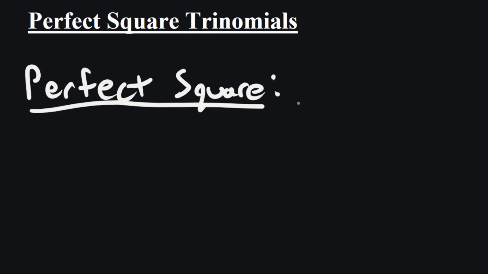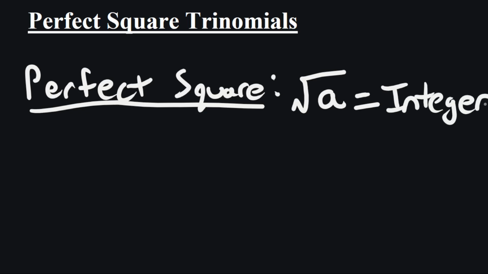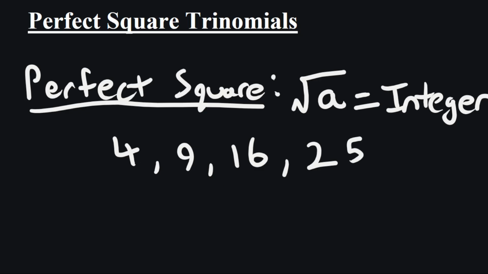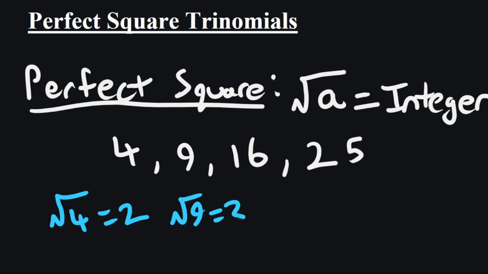So a number is a perfect square if you take the square root of that number, let's call it a, and it equals an integer. So all the whole numbers, including 0 as well. Some examples of perfect squares are 4, 9, 16, 25. The reason why 4 is a perfect square is because the square root of 4 is 2. The reason why 9 is a perfect square, the square root of 9 is 3.